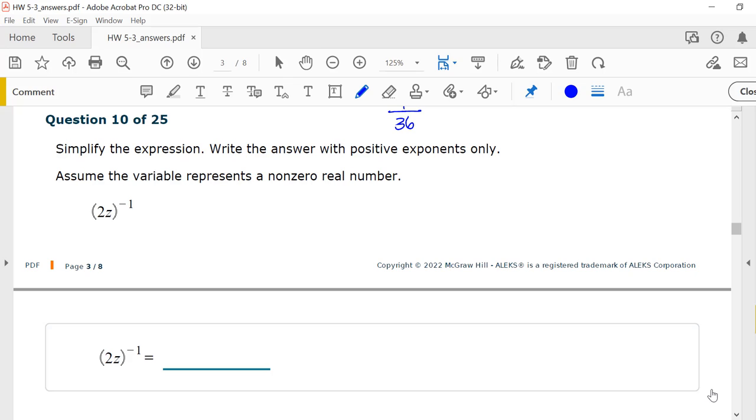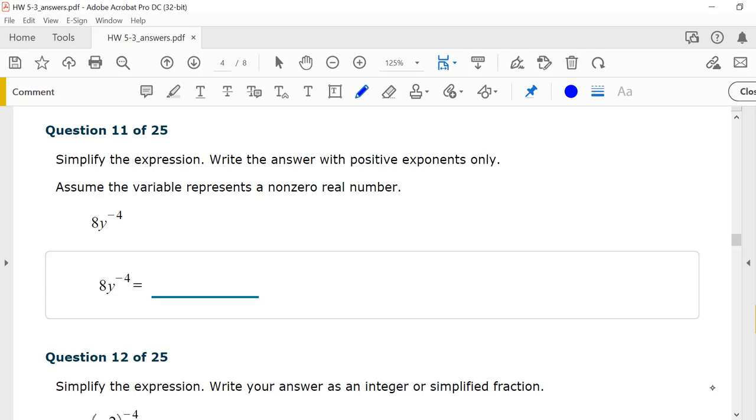Number 10. 2z quantity to the negative 1. I'm going to write that as 1 over quantity 2z to the 1. And we don't need to really have the 1 because it doesn't do anything. So that's just 1 over 2z.